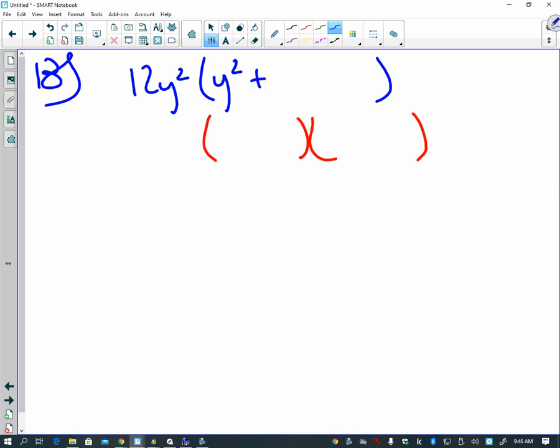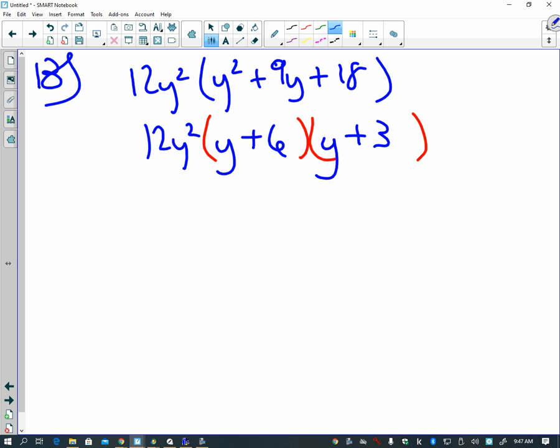Let's try something like, yeah, let's try that. So y and y, plus and plus, 6 and 3. Okay, and you'd still have 12y squared out here. So that would be an example of no, it's not factored completely. Here it is factored down further.